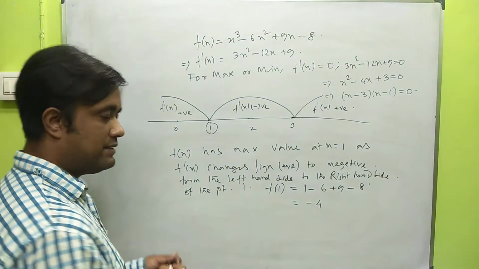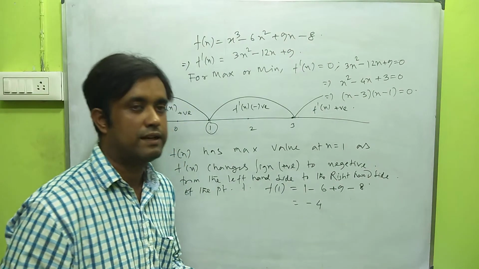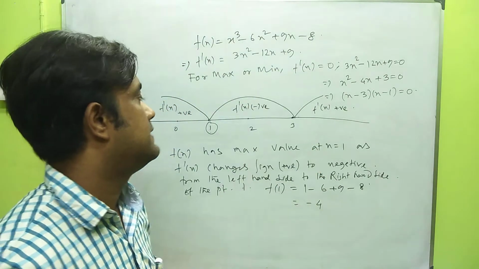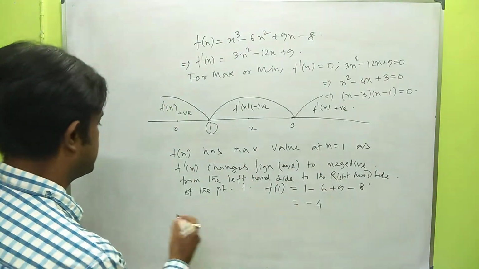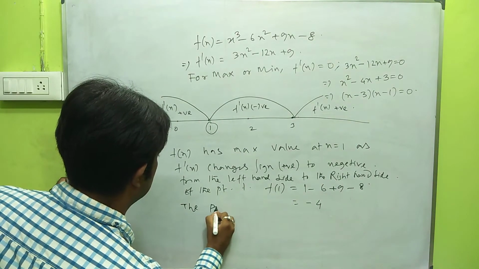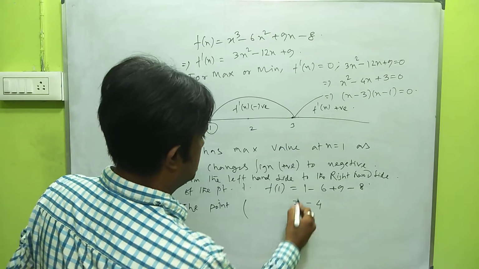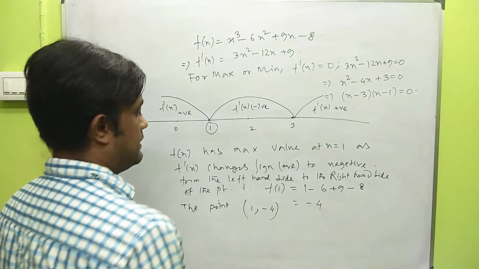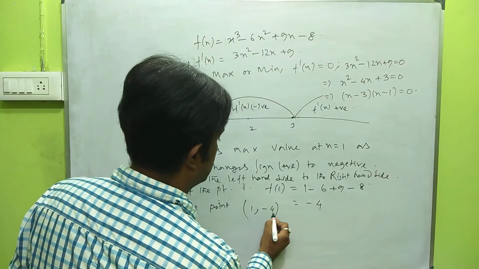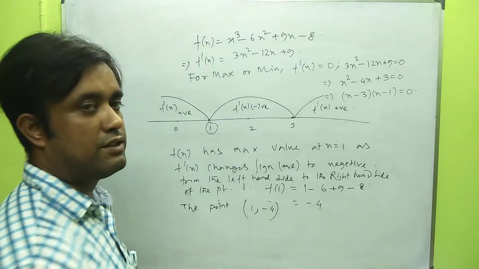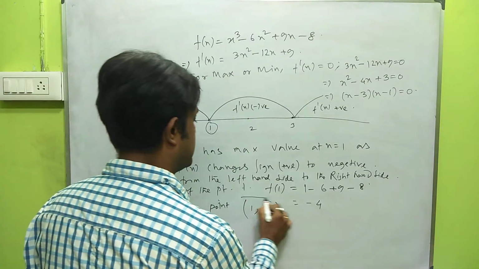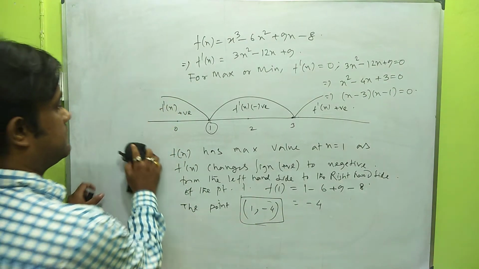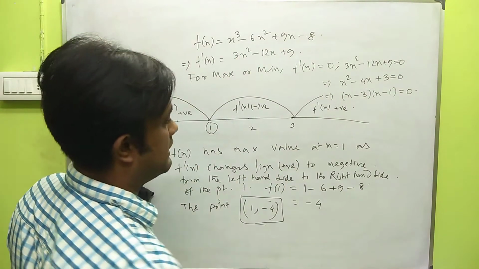So what is the point? If students are asked what is the point at which the function has maximum value, the point will be 1 comma minus 4. If a student does not write minus 4, then the answer will be wrong. So you have to complete the answer. The point will be 1 comma minus 4. And please write this explanation.